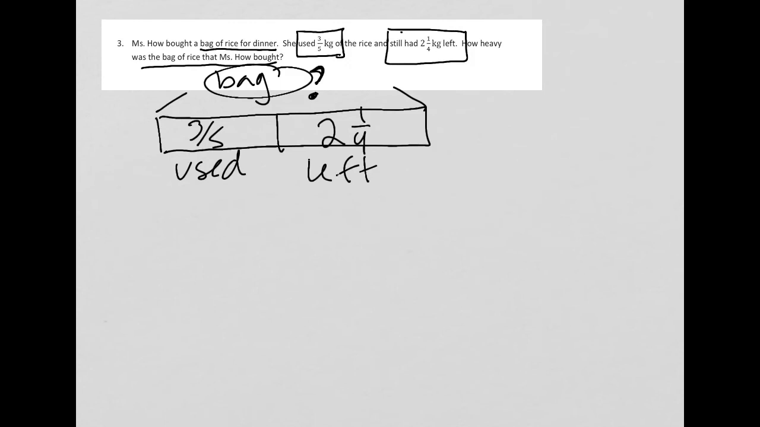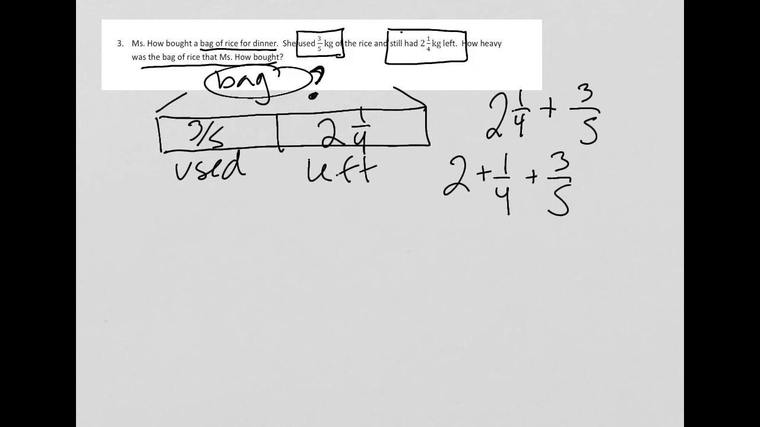So looking at this, this is an addition problem because I can add my pieces together to give me the full weight of the bag. So what I'm going to be doing is I'm going to do 2 1/4 plus 3/5. And I can think of that as 2 plus 1/4 plus 3/5. And because I have these two fractions now, I need to find common denominators for them. Well, I can see 4 and 5, and 4 times 5 is 20. So a common denominator that I can use is 20ths.